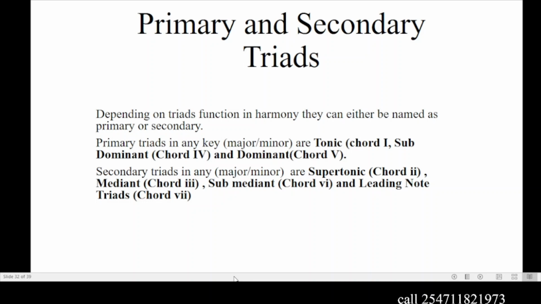And the primary triads are chord 1, chord 4, and chord 5. That is the tonic, subdominant, and the dominant. And the secondary triads are chord 2, chord 3, chord 6, and chord 7. That is the supertonic, the mediant, the submediant, and the leading note.